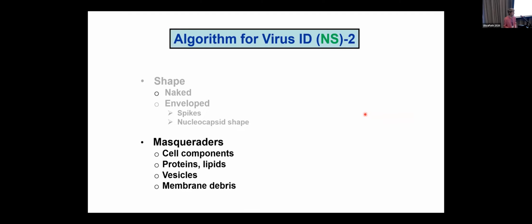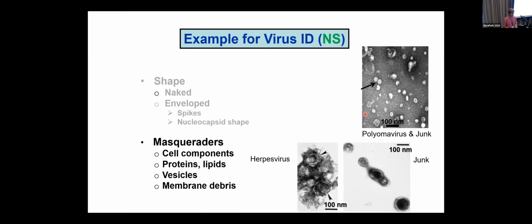There are many things that can look like viruses. I call them masqueraders: cell components, proteins, lipids, vesicles, and membrane debris. So you have to sort out, if you're looking at a negative stain, what really is virus and what might be some garbage that is in your preparation, particularly if it's a stool sample. So the masqueraders, here's an example of one. All of this stuff over here on the right-hand side at the bottom is junk, cell debris.